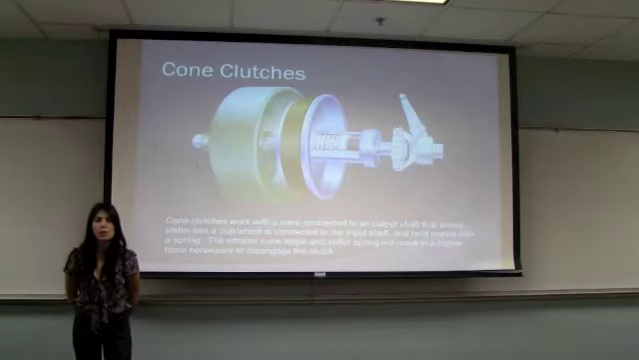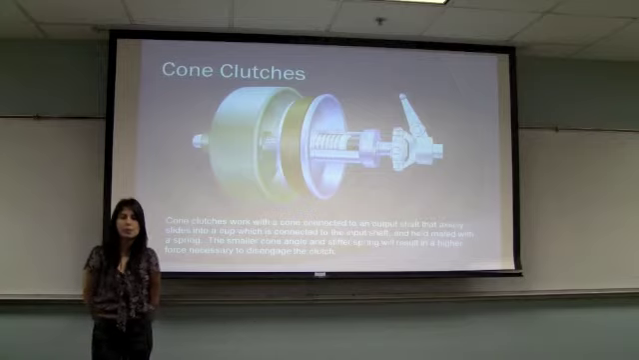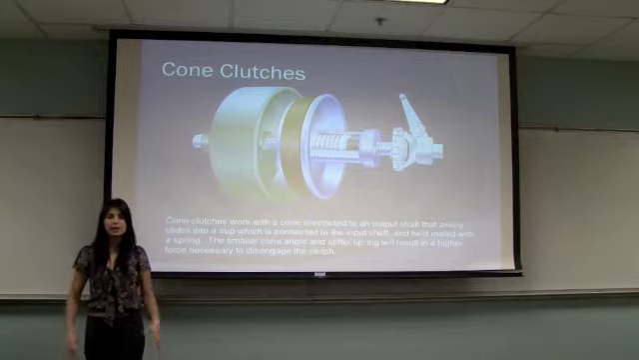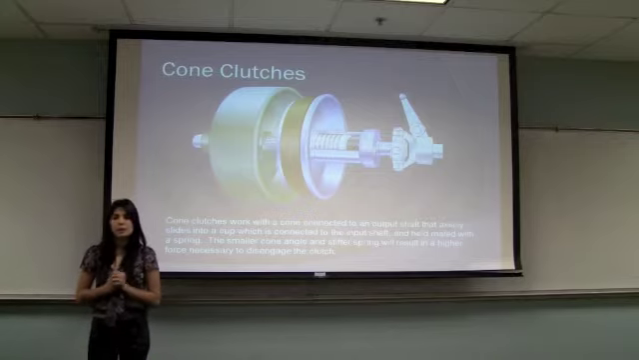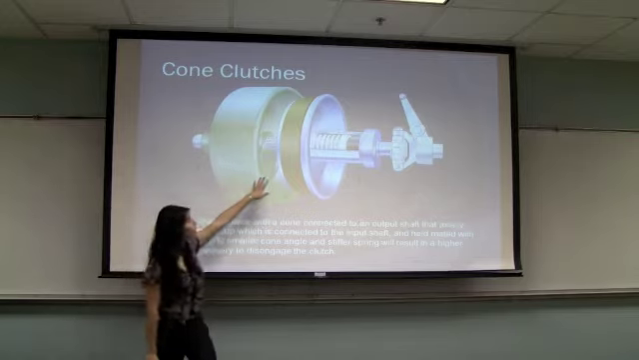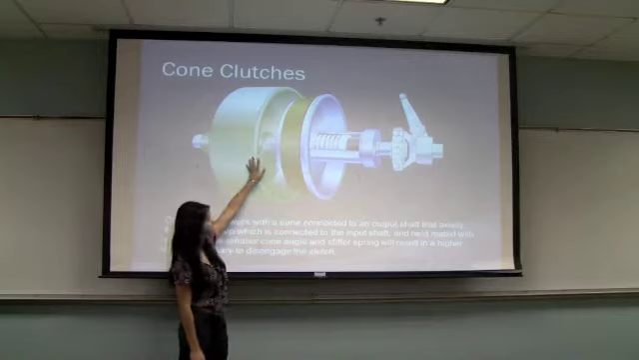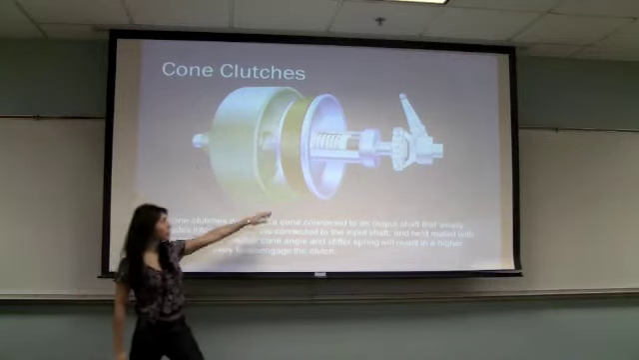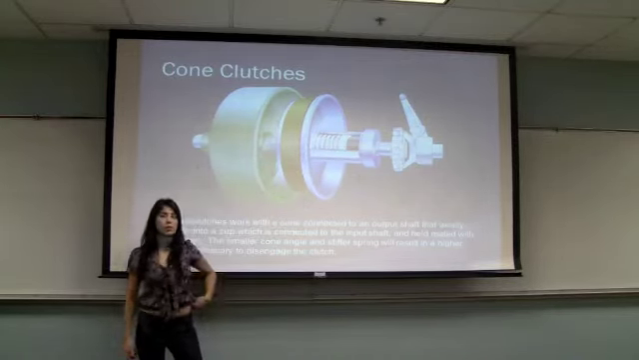Cone clutches work with a cone connected to an output shaft that slides into the cup, which is connected to the input shaft. As you can see in the picture, this is the cone, and this is the cup. They're mated by a spring and actuated with a fork.